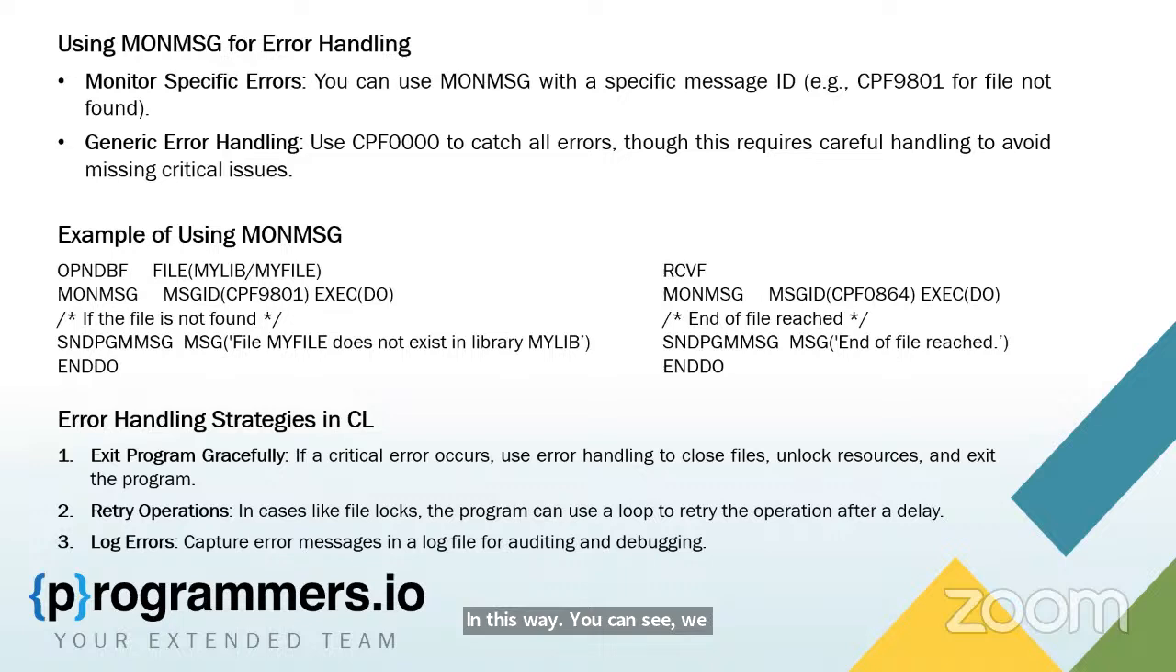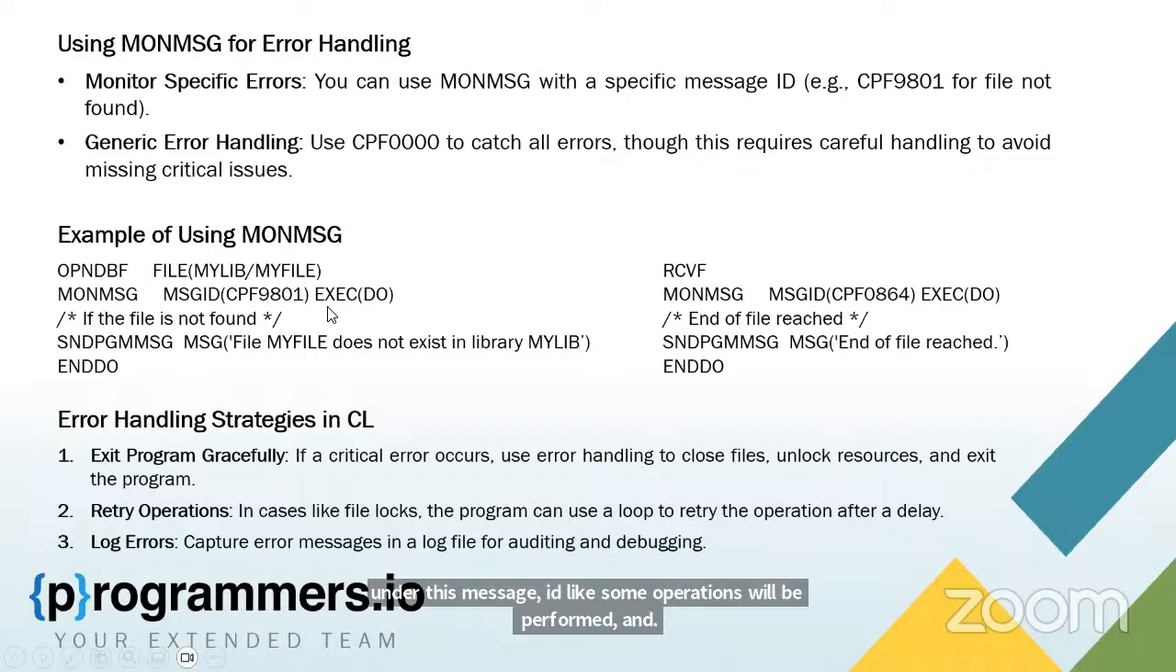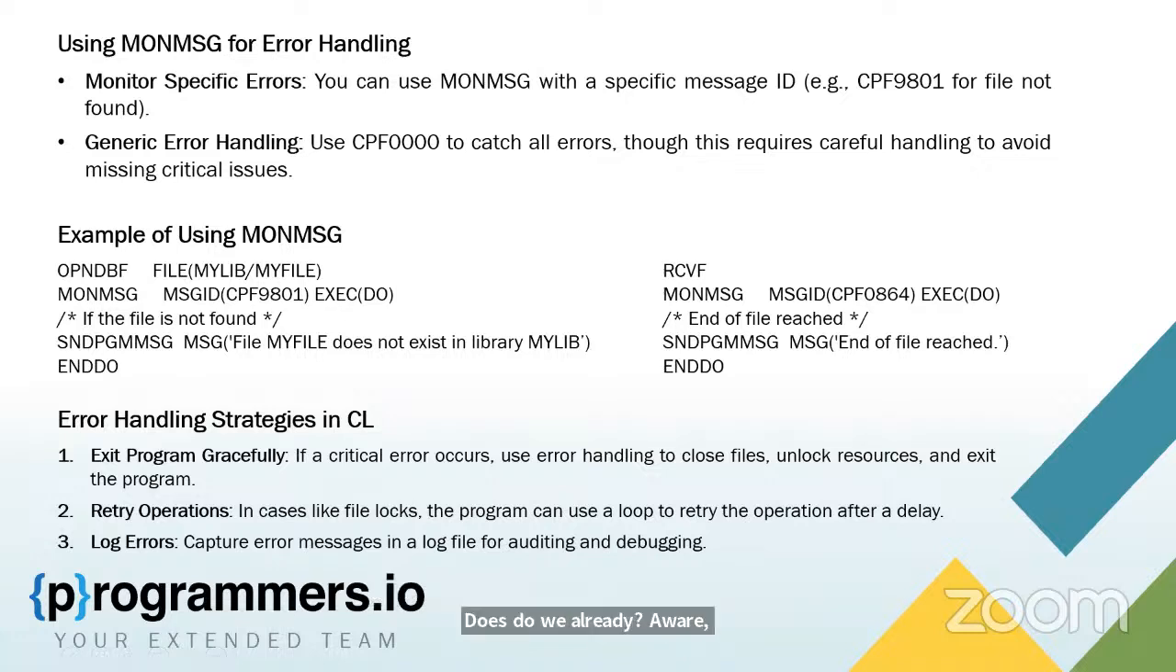The first one is where some files are not present in the library, so under this message ID some operations will be performed. We are already aware that DO is for looping purposes. So we are executing the DO and performing some operations if this MONMSG is marked as true.